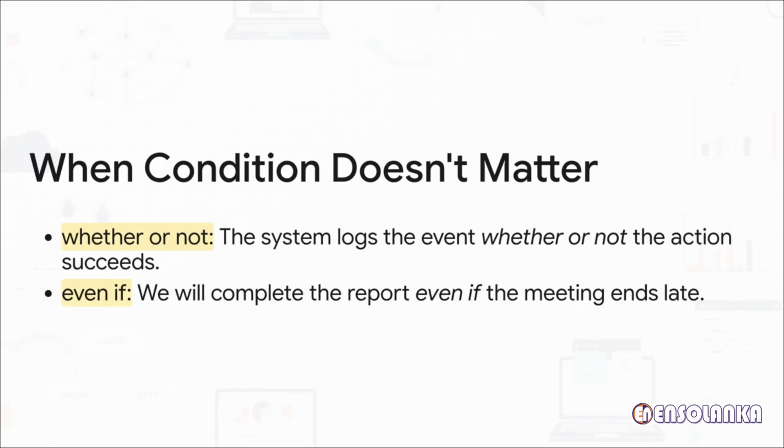Okay, but what happens when the result is guaranteed no matter what? That's where whether or not and even if come in. The system will log the event whether or not the action succeeds. This tells everyone reading it that the logging is going to happen, period. It removes all doubt and is incredibly useful for describing robust system behaviors.